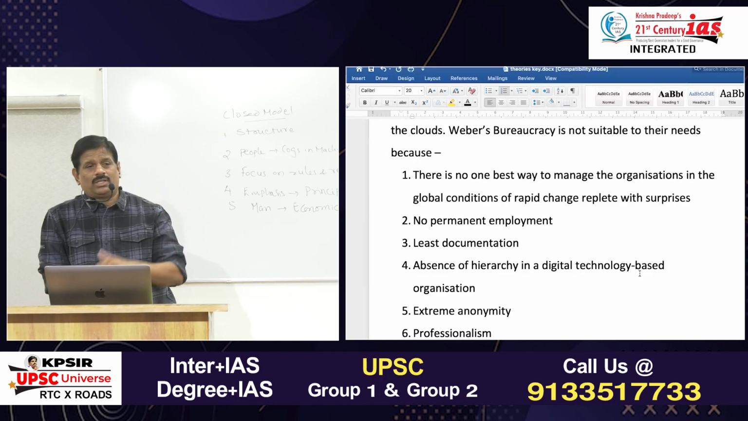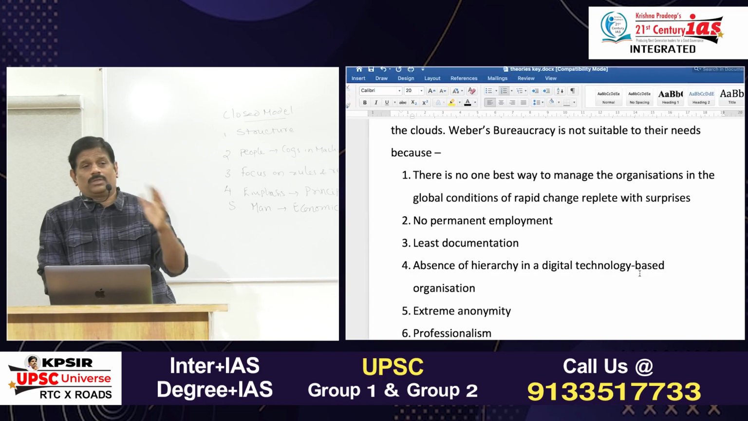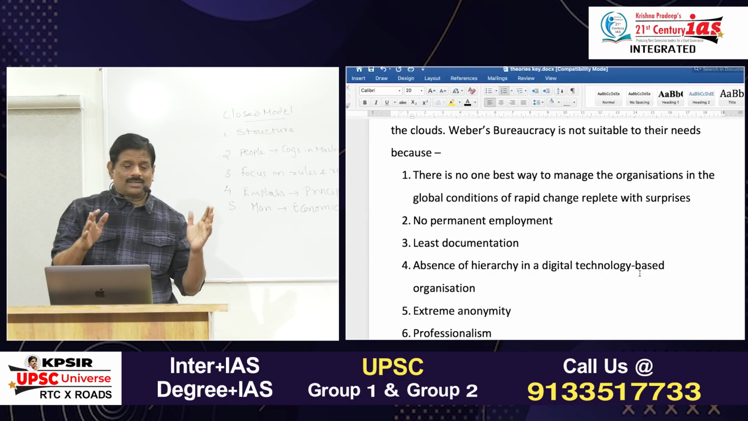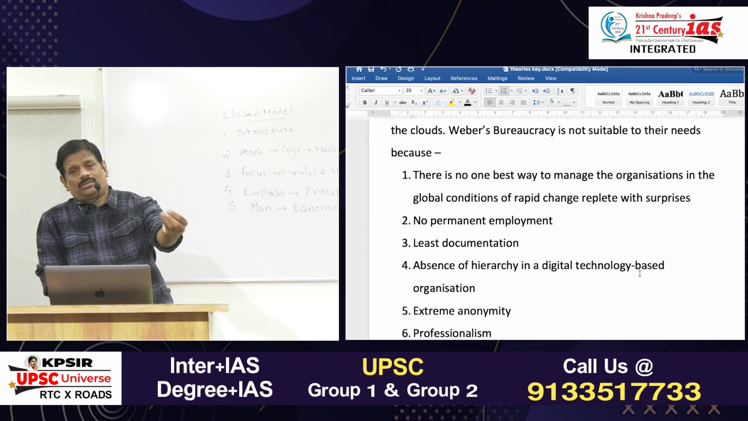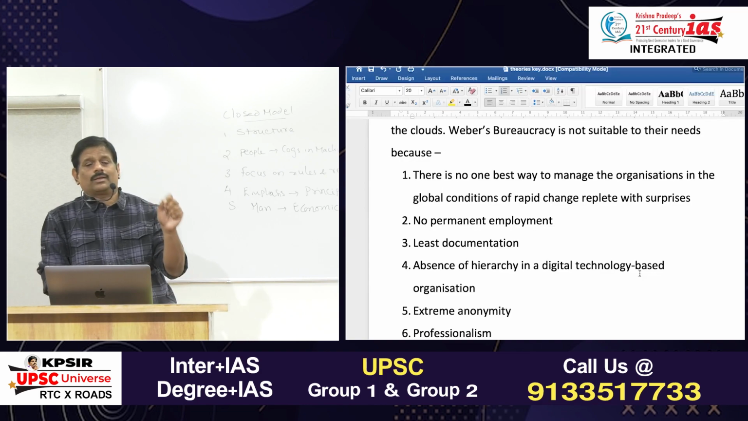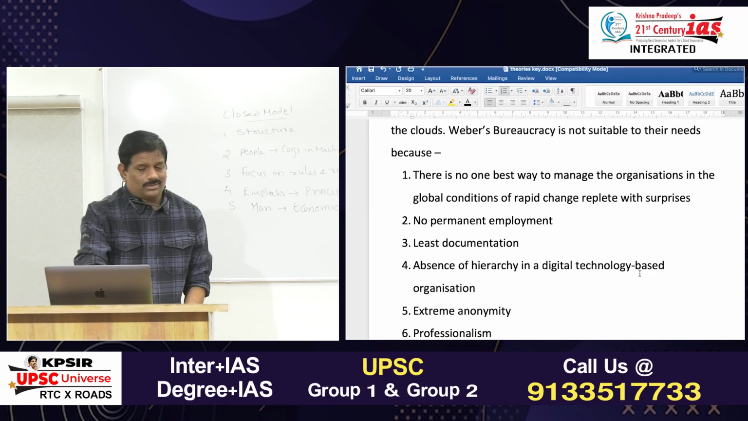Secondly, there is no permanent employment in these organizations. Whereas Weber's bureaucracy is characterized by permanent employment, the virtual organizations will not depend on permanent employment. The present style of employment in the virtual organization is gig workers. The one who is bringing the food from Swiggy to the home is temporarily offering his service on an outsourcing basis, a gig worker. So gig employment has become a large scale employment today. And these organizations will operate with least documentation, whereas Weber wanted everything to be in a documented way.